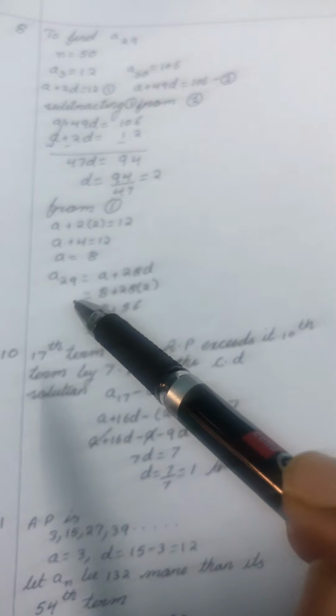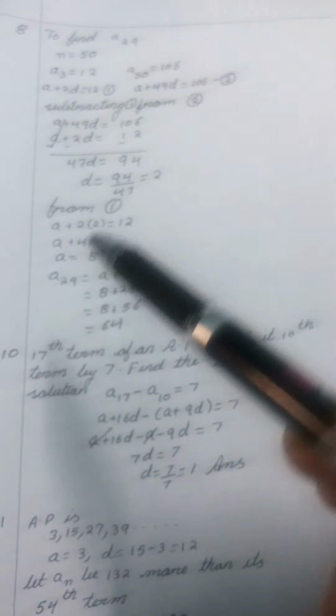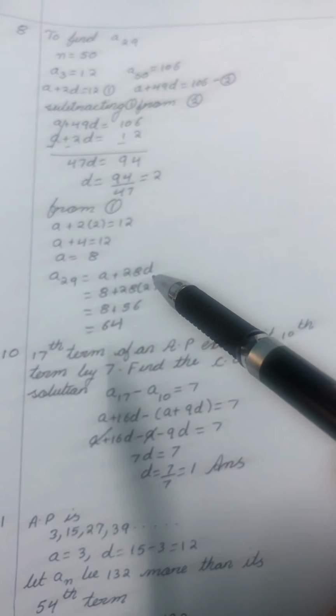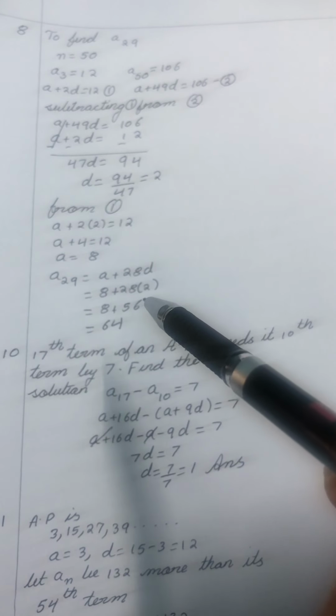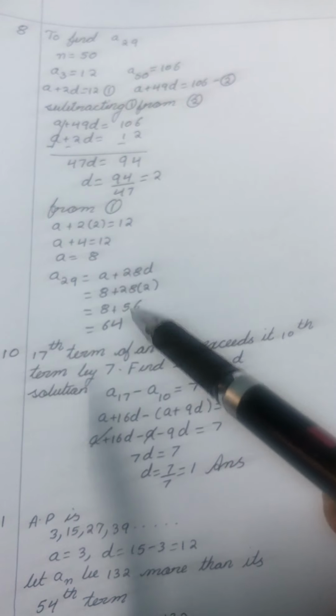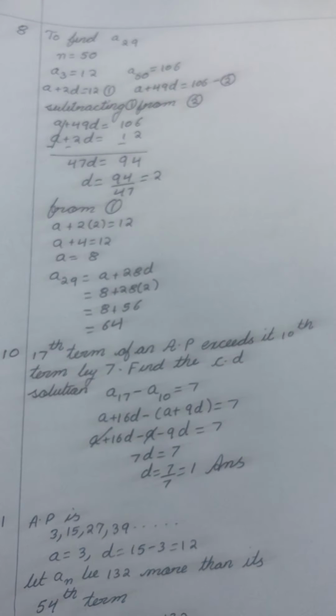Then in the question they also ask to find the 29th term. So a29 equals a plus 28d, again by the general term formula, substitute the values. d was 2, so 2 multiplied by 28 is 56. 56 plus 8 is 64. So the 29th term of this AP is 64.